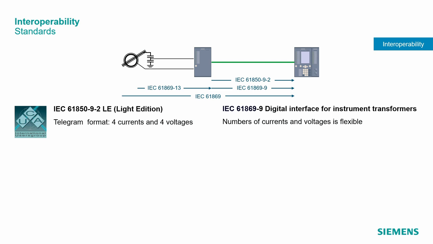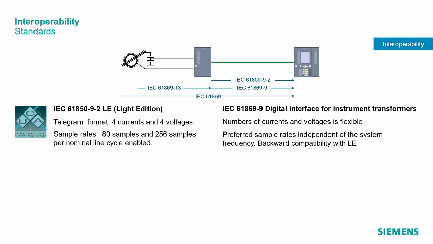The first point is the telegram format. For the Light Edition, we have a fixed format containing 8 values: 4 are currents and 4 are voltages, while for the flexible streams, it can freely define how many voltages or currents are included in one stream. The recommendation of the standard is having a maximum of 24 values in one stream. That's why they are called flexible streams.